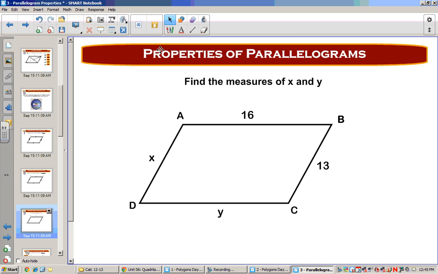Before we get to property number 3, let's figure out this. If this is 16, y has to be 16. If x is over here, that has to equal 13.